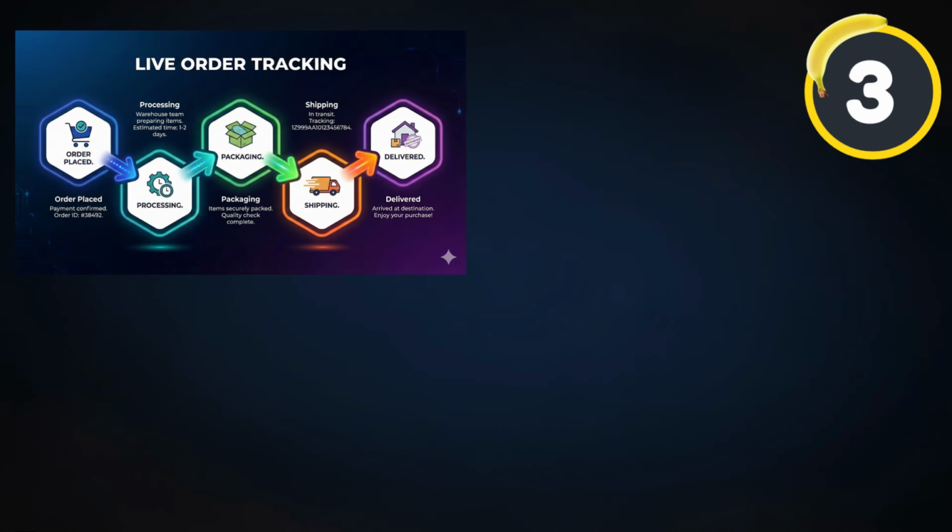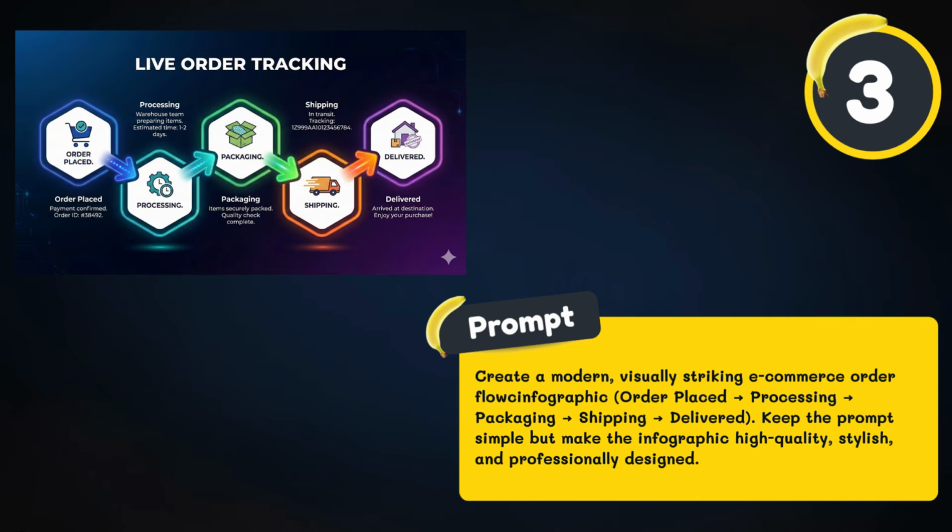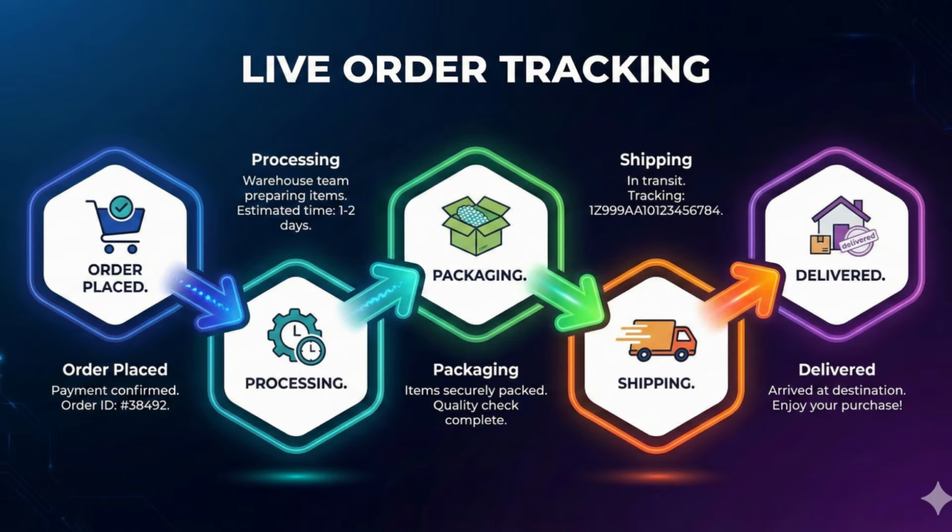The next use case is generating a full infographic from just a simple prompt. Here, I asked Nano Banana Pro to create an e-commerce order flow, and instead of me designing icons, arrows, colors, or layouts, the model instantly produced a clean, modern visual like this one. It takes the basic steps, order placed, processing, packaging, shipping, delivered, and turns them into a professional graphic with structure, colors, and hierarchy. This is perfect if you create presentations, explain processes, or just want a polished diagram without spending time on design tools. One small prompt and the entire infographic is ready.